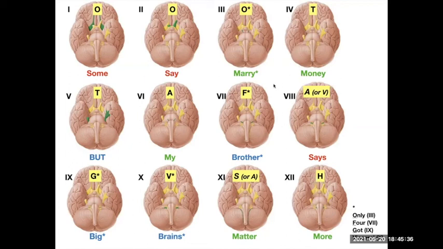Another thing you want to remember, to help you remember these, is this other mnemonic. Some say marry money, but my brother says big brains matter more. What this means is sensory, motor, or both. So these sensory ones, and really basically those special sensory ones, smell, vision, and hearing, are sensory only.